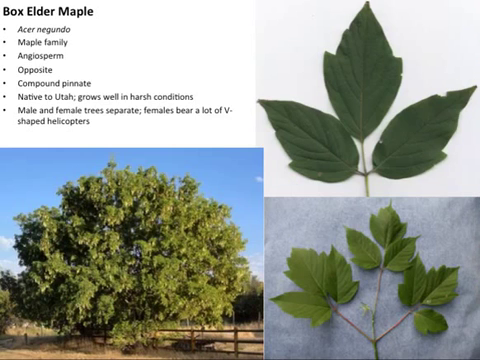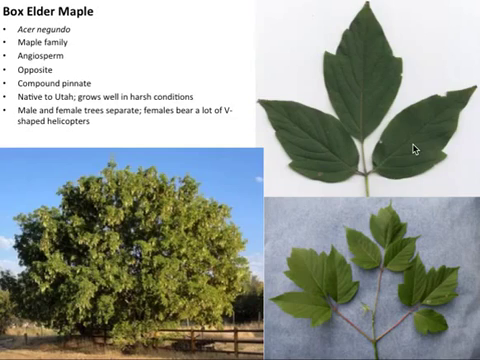The next tree is box elder maple, scientific name Acer negundo, in the maple family. It's an angiosperm. It has opposite leaf arrangement. You can see that here. This little leaf has died, but that is an opposite leaf arrangement there. It is compound pinnate because it's got one main vein with little leaflets branching off. This is native to Utah, so it grows really well in our harsh conditions.